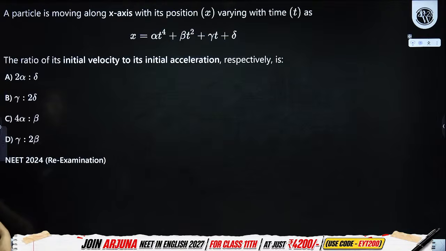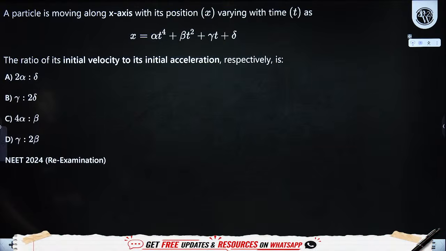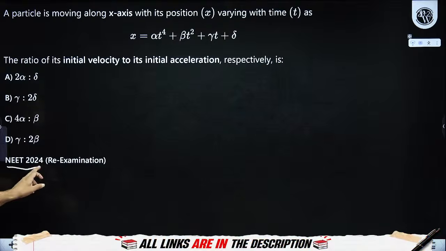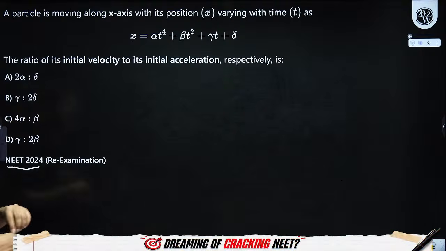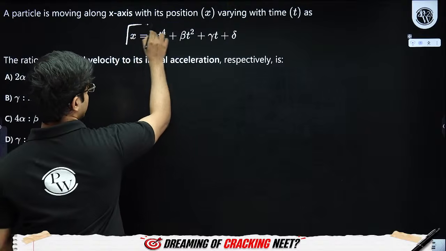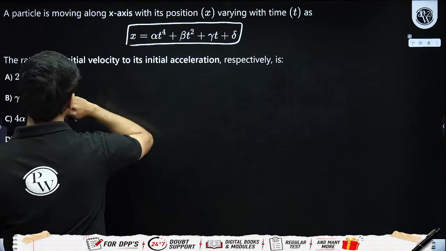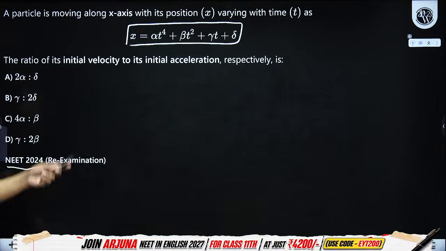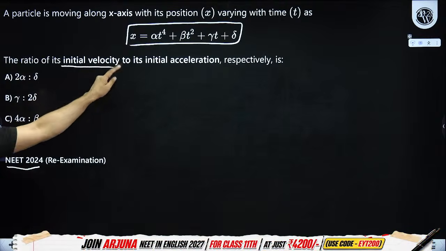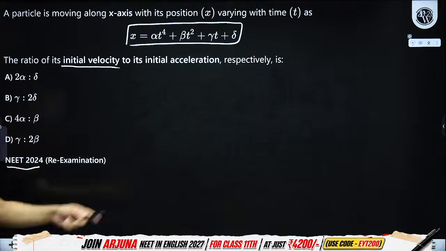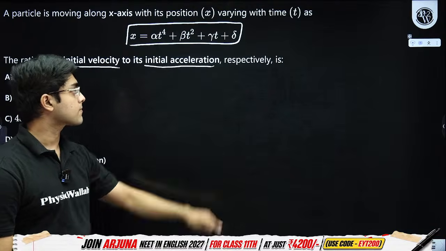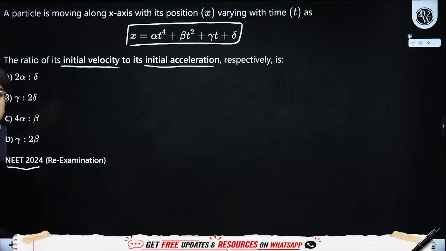Then what is the next one? Yeah, so this is a NEET question, NEET PYQ 2024. So here they have given the value of x, where the particle is at a time t that they have given. They're asking what is the ratio of the initial velocity, which is the velocity at the start, to the initial acceleration. That is what they're asking.